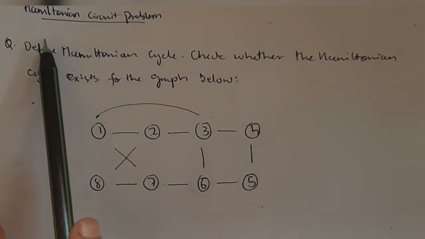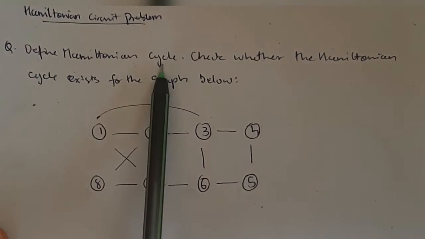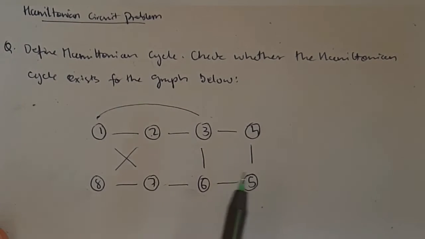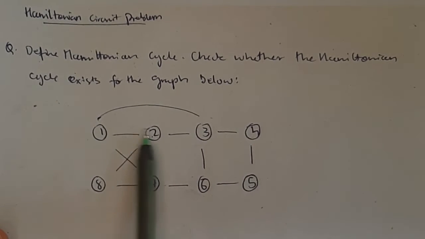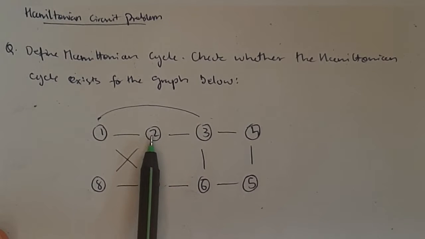Another topic, Hamiltonian circuit problem. The question you can expect of this type: define Hamiltonian cycle. Hamiltonian cycle means you'll be given a graph and you have to find a cycle in the graph. For example, 1 2 7 1. Okay, this is a cycle, but the rule is you cannot repeat one node twice.